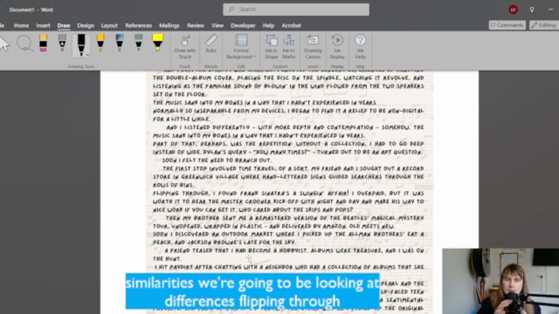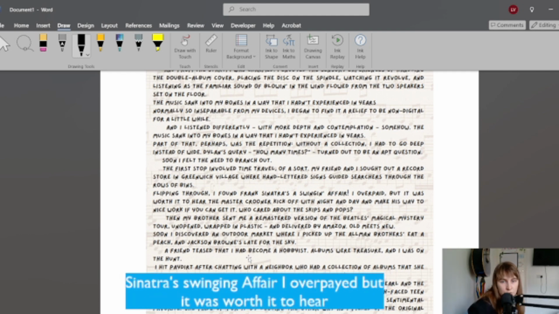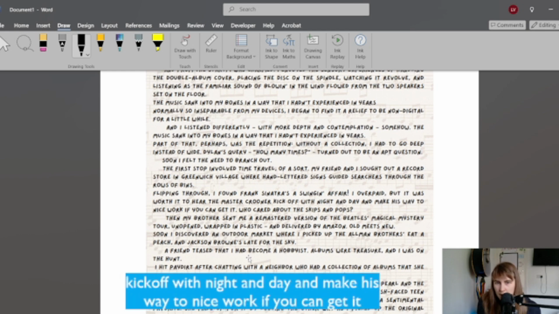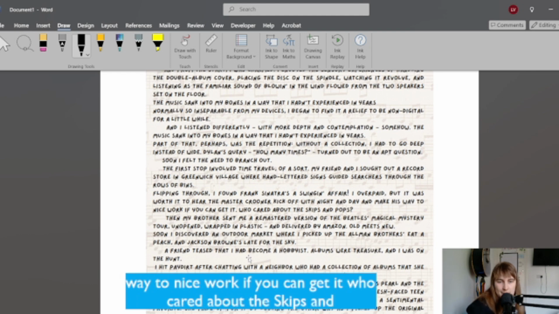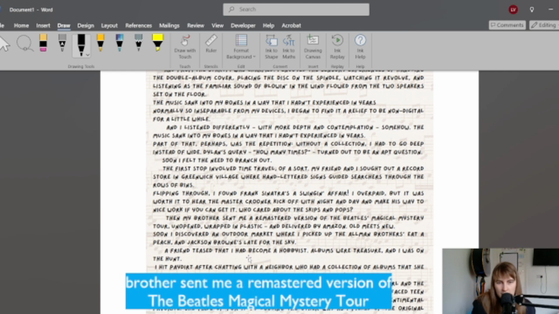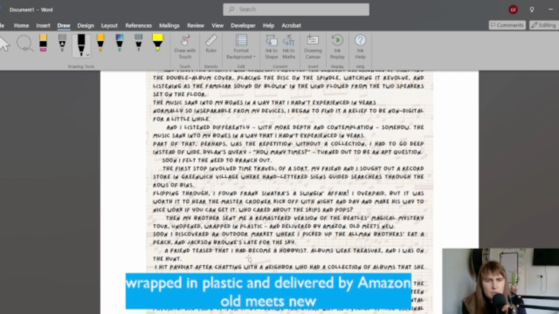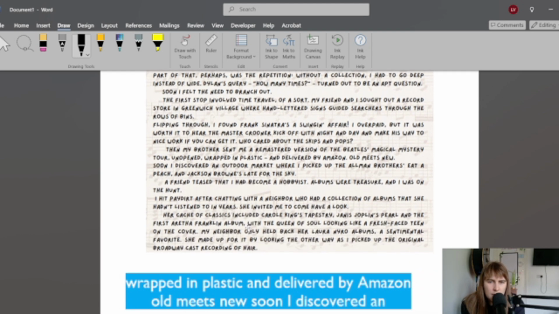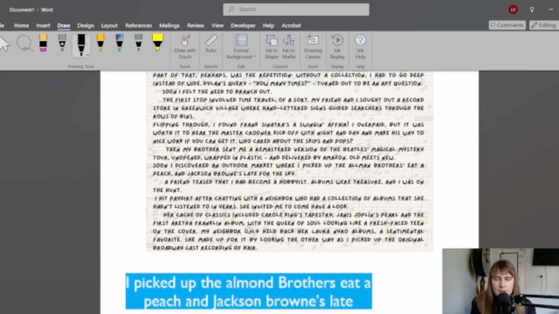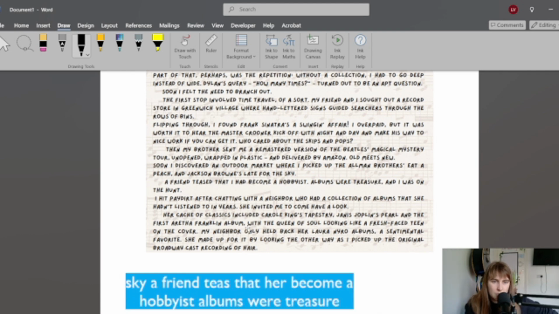Flipping through, I found Frank Sinatra's A Swingin' Affair. I overpaid, but it was worth it to hear the master crooner kick off with Night and Day and make his way to Nice Work If You Can Get It. Who cared about the skips and pops? Then my brother sent me a remastered version of the Beatles' Magical Mystery Tour, unopened, wrapped in plastic, and delivered by Amazon. Old meets new. Soon I discovered an outdoor market where I picked up the Allman Brothers' Eat a Peach and Jackson Browne's Late for the Sky. A friend teased that I had become a hobbyist. Albums were treasure, and I was on the hunt.